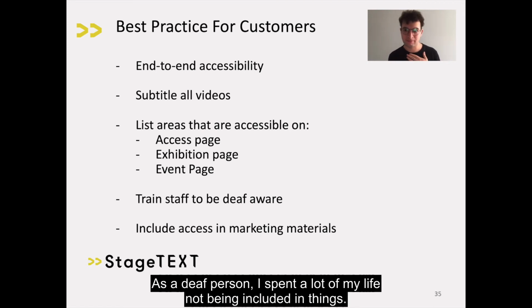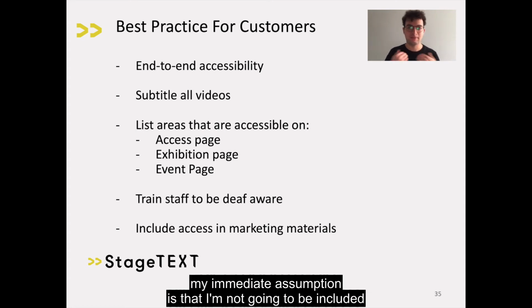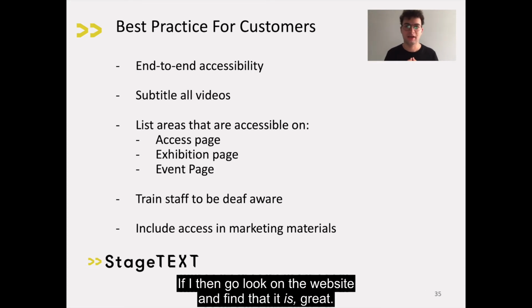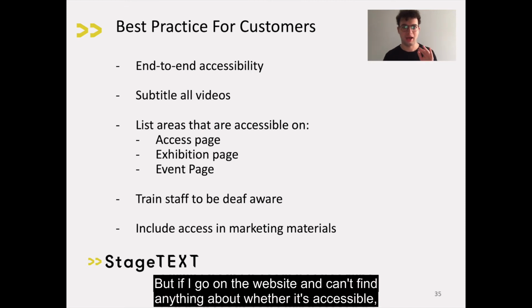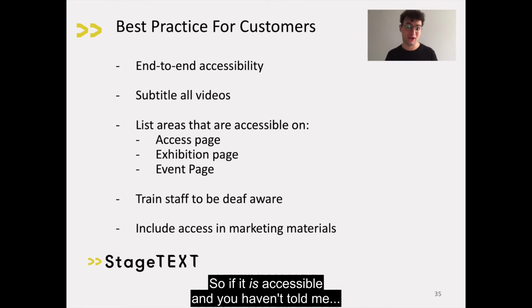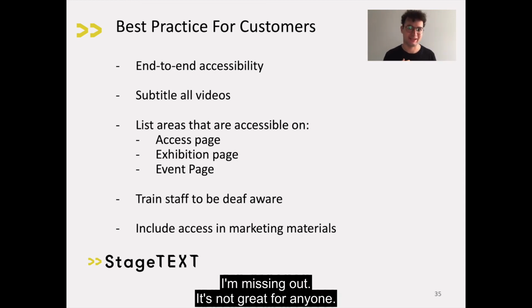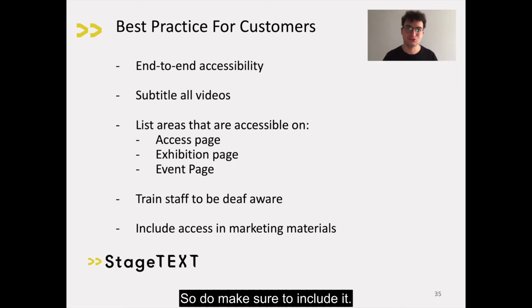I, as a deaf person, spent a lot of my life not being included in things. So when someone says, hey, this thing's going on, let's go watch it, my immediate assumption is that I'm not going to be included. It's not going to be accessible to me. If I then go look on the website and find that it is, great. But if I go on the website and can't find anything about whether it's accessible, I'm going to assume that it's not, and then I'm not going to go. So if it is accessible and you haven't told me, then you're missing out, I'm missing out. It's not great for anyone. So do make sure to include it.